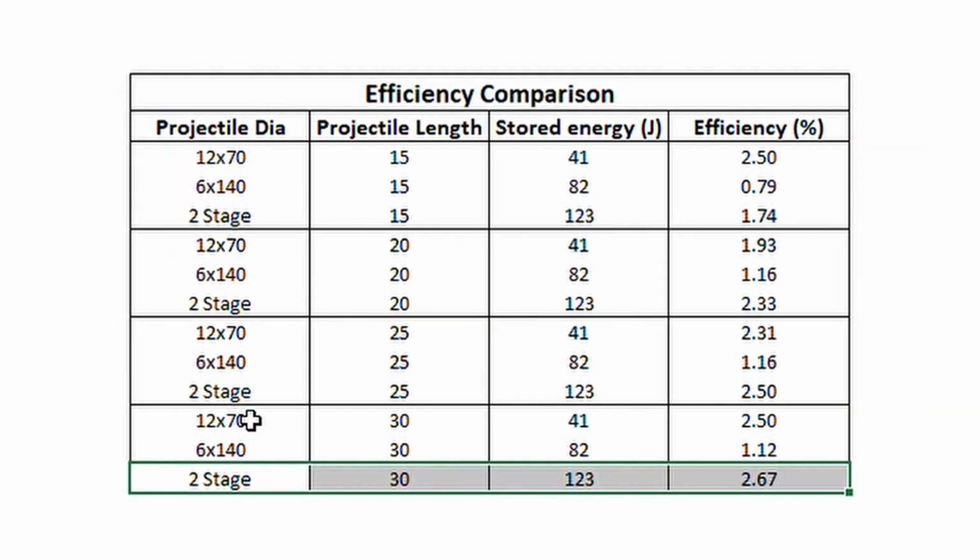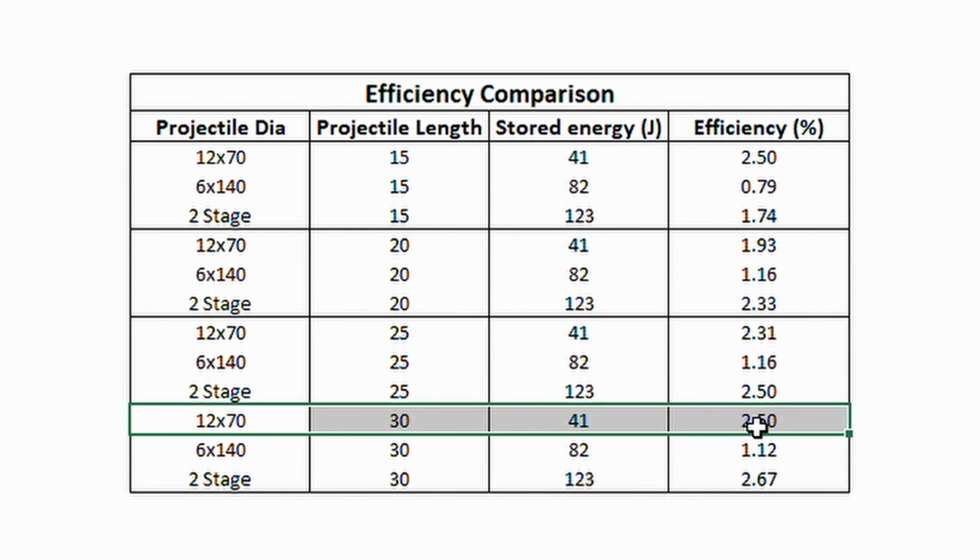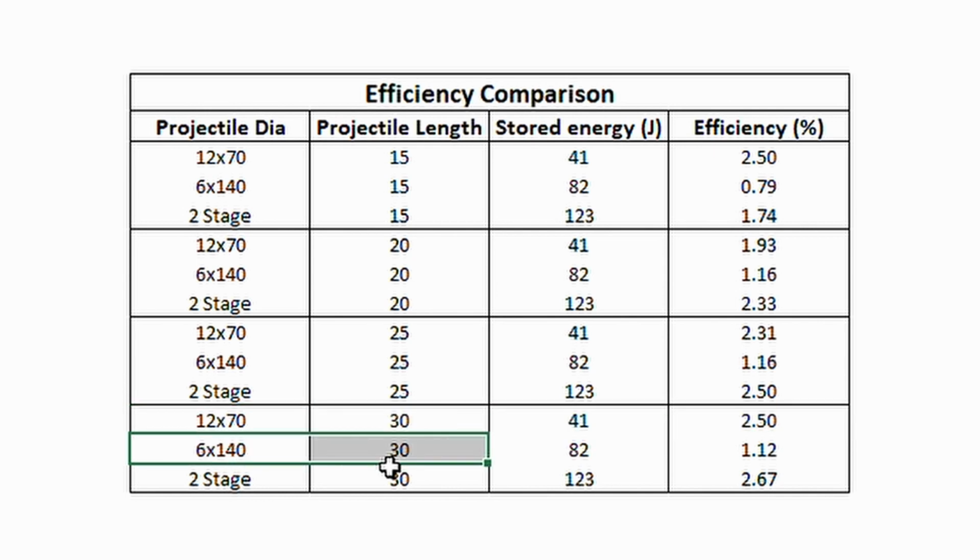The 12 by 70 coil came in a close second at 2.5% efficiency with 41 joules of stored energy. And then finally, the 6 by 140 coil only achieved 1.62% with 82 joules of stored energy. The takeaway from this experiment is that the two-stage design was more efficient than just the single stage. I originally had the thought that each subsequent stage would have some loss of efficiency, but was happily proved wrong.